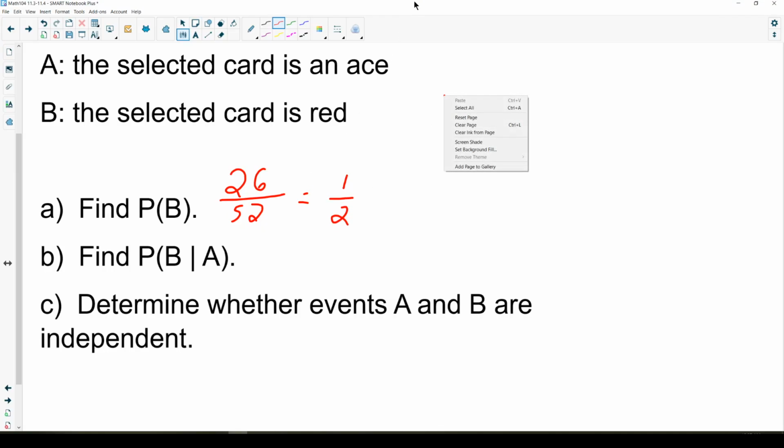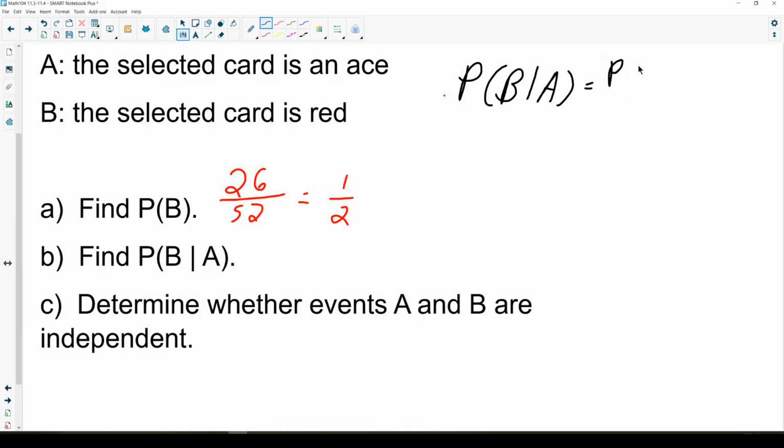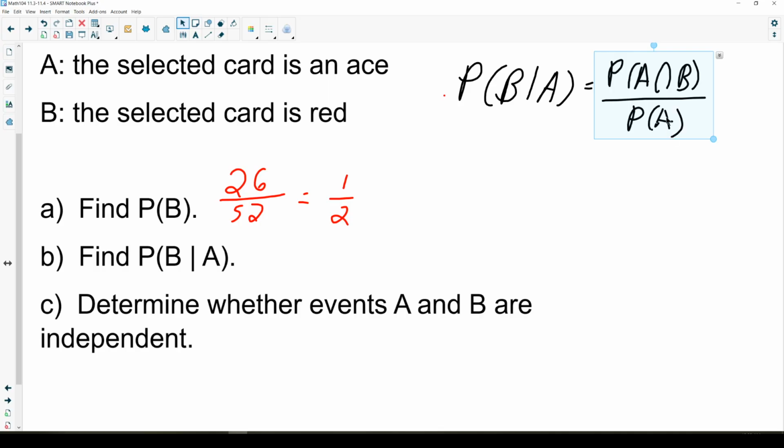Now, if we're looking for the probability of B given A, we have a formula for that. We know that the probability of B given A is equal to the probability of A intersecting B, in other words, what do they have in common, divided by the probability of A. All right, so let's put that again into our practice.